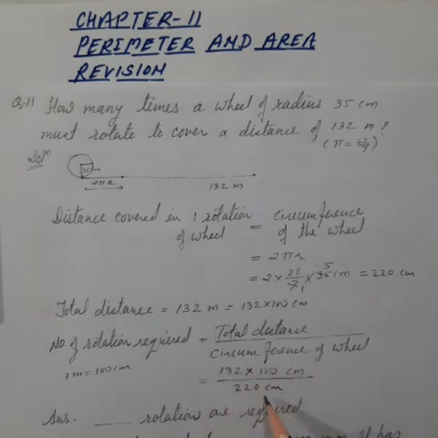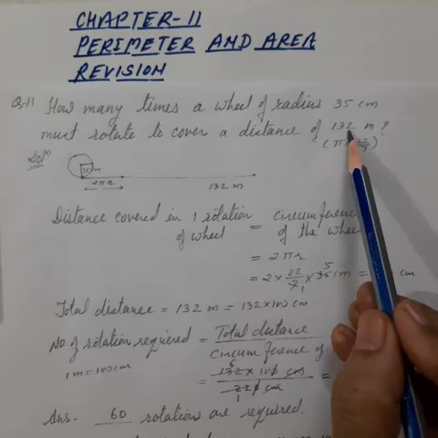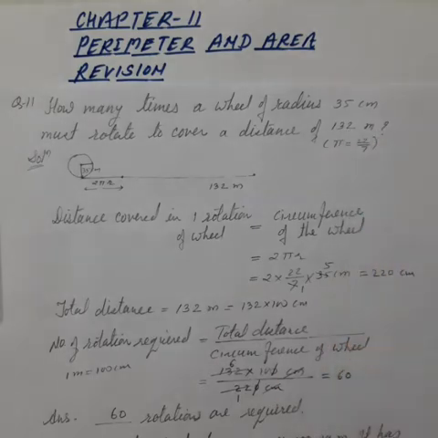Find out this value. Centimeter will cancel. Divide numerator and denominator by 10. 1 0 will cancel. Now divide this. 22 ones are 22 and 22 6 are 132 and 6 into 10 is 60. So 60 rotations are required to cover 132 meter of the distance.